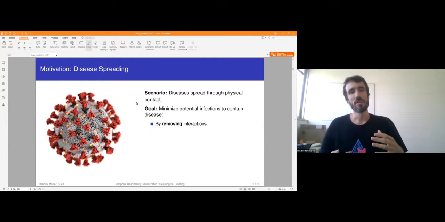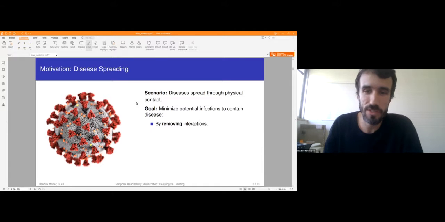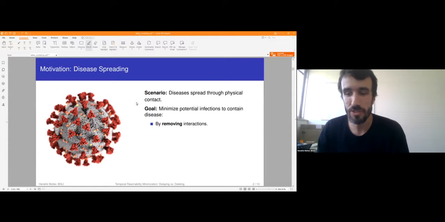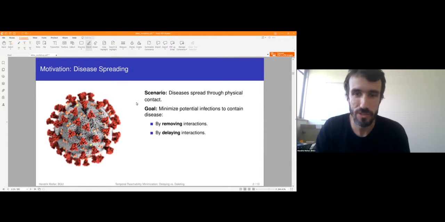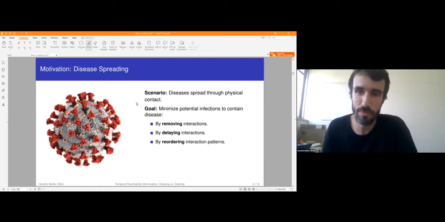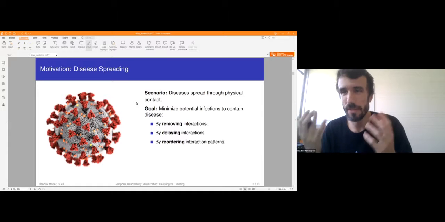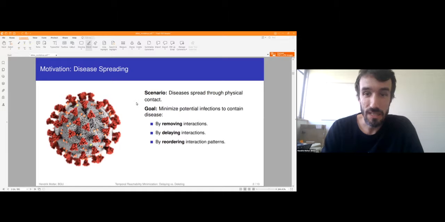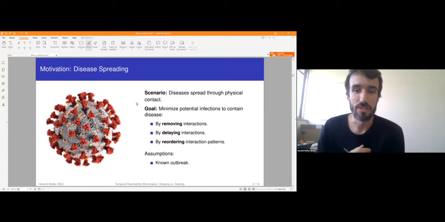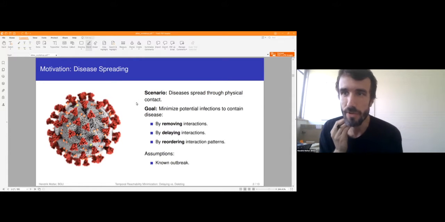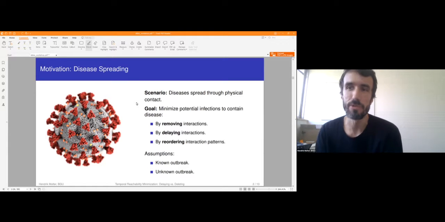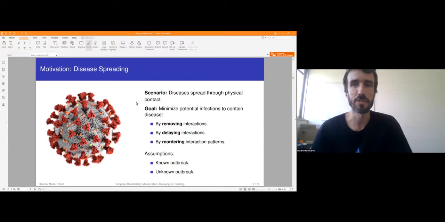And let's assume we can do this with the following temporal graph modification operations. We can try to remove interactions, or we can try to delay interactions, or maybe we can try to reorder some interaction patterns. In particular, for this talk, I will not be interested in removing individuals, or in terms of graphs, removing vertices from the graph. And then there are essentially two assumptions that we can take. Either we know where the outbreak is going to be, or we don't know where the outbreak is going to be, and make a worst case analysis over all possible outbreak locations.